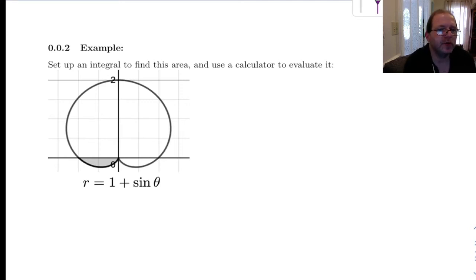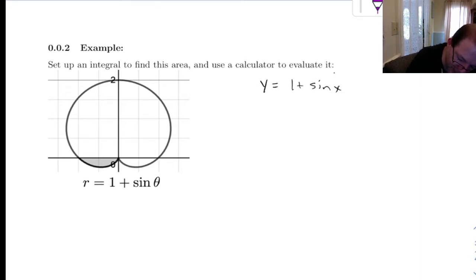This says set up an integral to find this area and use a calculator to evaluate it. So the area we're looking at is this little bit down here, and we're looking at r equals 1 plus sine theta. So I'm going to come over here and graph this in Cartesian: y equals 1 plus sine x. But really my x here is the same as my theta, and my y here is the same as my r on the polar graph.